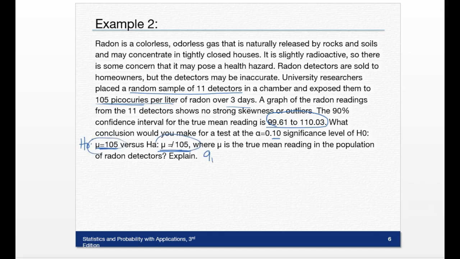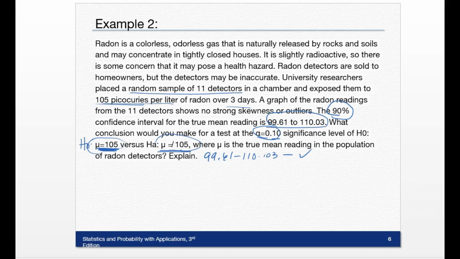Well, look at our range of values. It's 99.61 to 110.03. Okay, so first of all, the 90% confidence interval corresponds to the alpha of 0.1. Hopefully you see why, because 0.1 is 10%. 10% plus 90% makes 100. So those two correspond together. But the real question is we're looking for evidence that the true mean value is not 105. So is 105 within this interval between 99.61 and 110.03? 105 is in there, so we're good to go.